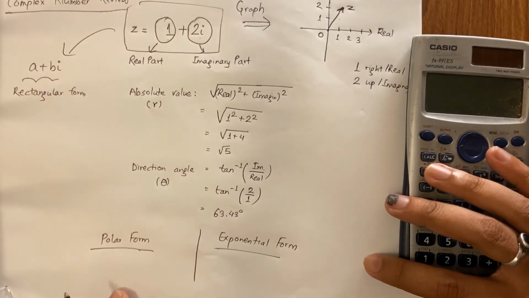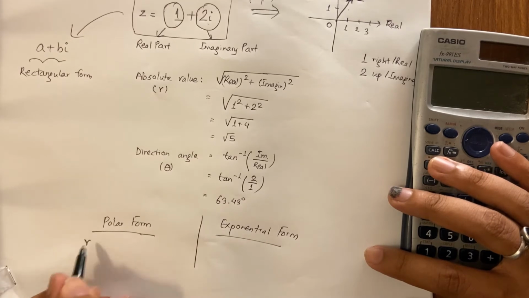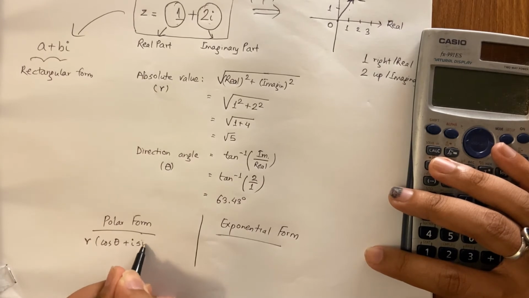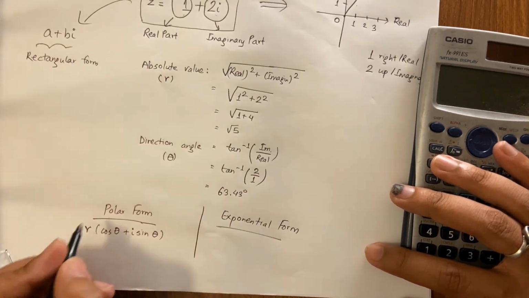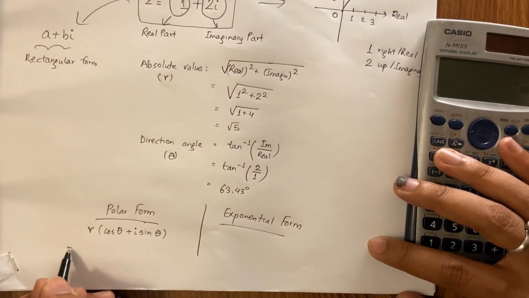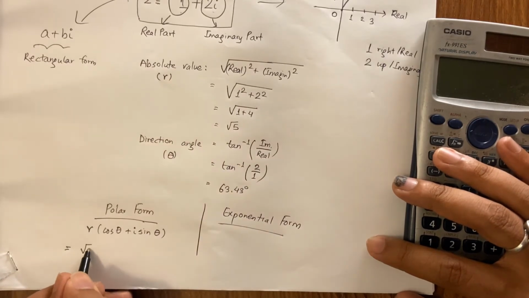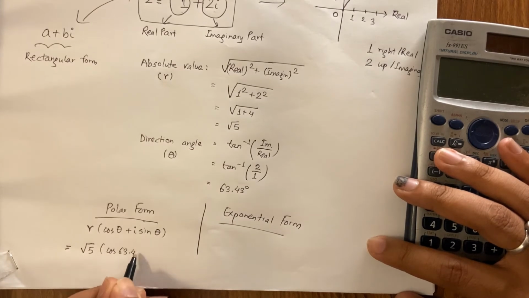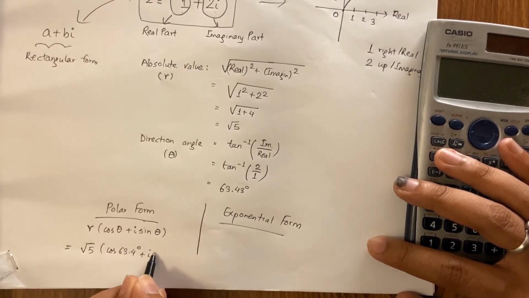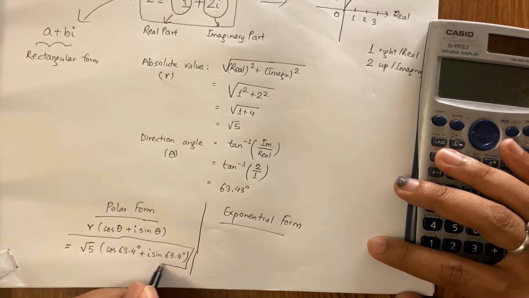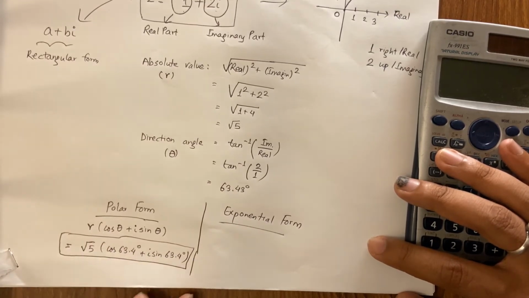Our polar form is very simple. You write your complex number as r cosine of theta plus i sine of theta. So in this case, our number 1 plus 2i will be equal to r, which is the square root of 5, times cosine of 63.4 degrees plus i sine of 63.4 degrees. So this here is our answer in polar form.